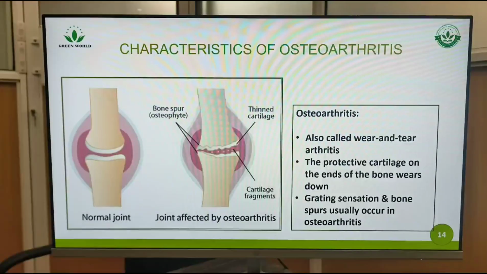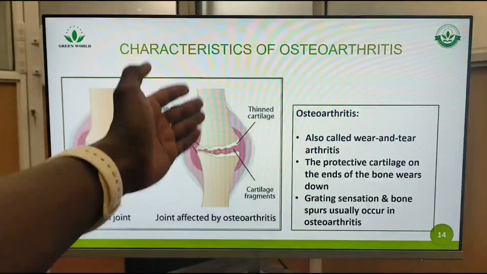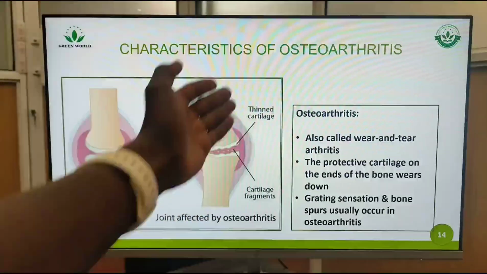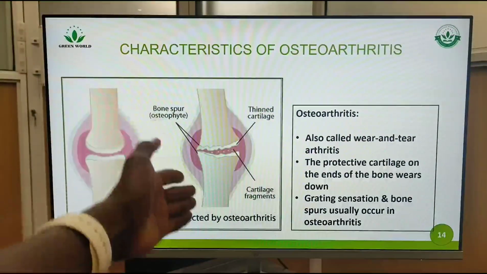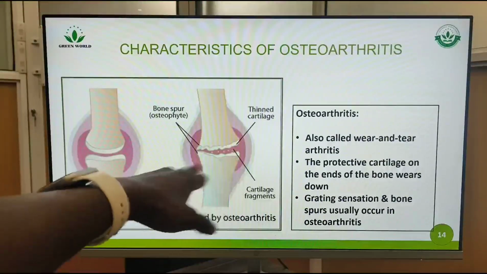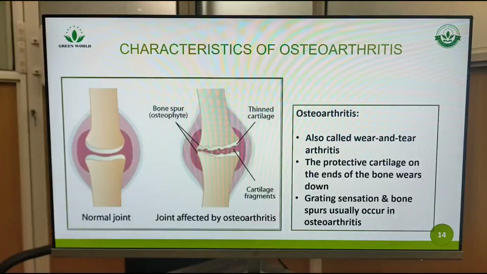Now, let's go to the characteristics of osteoarthritis, the second one, which is the most common one. So we have a normal joint here. This is a normal joint. Then this is a joint affected by osteoarthritis. Thinned cartilage, bone spur, osteophyte. Then we have cartilage fragments. You see there is wear and tear. This one is smooth, but here there is wear and tear of the bones.